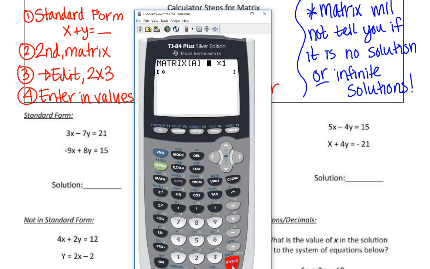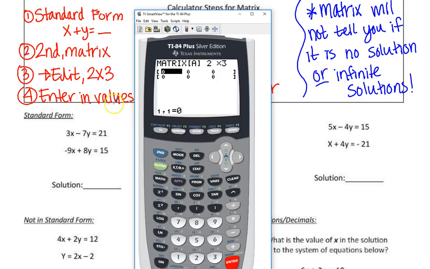I'm going to hit enter. And right now mine says 1 by 1. Yours might say 1 by 1, or it could say 2 by 3 or 3 by 4. There could be so many different things in there. We're just going to make it a 2 by 3. So all I do is hit 2, enter, 3, enter. And that makes it a 2 by 3. The reason we're doing that is the first number is the number of equations. We have 2 equations. And 3, each equation has 3 numbers. 1, 2, 3. So it's 2 equations by 3 numbers.